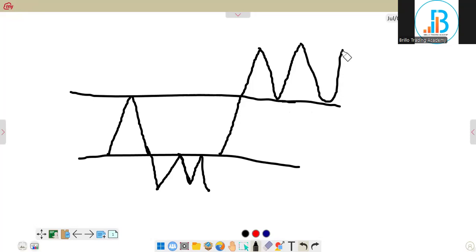Remember, price goes up from support and price comes down from resistance. So if a support is being broken, it turns to a resistance. And if resistance is being broken, it turns to support. All right. So that is what I want you to understand about support and resistance. Now let's see how we can identify them on a real-time chart.